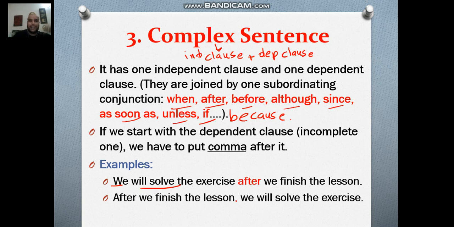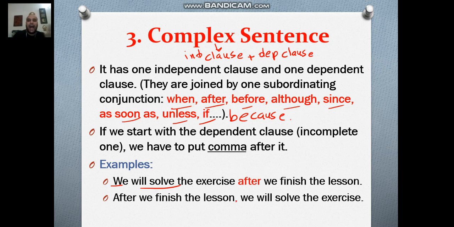However, let's move on to the second part, which is after we finish the lesson. We have a subject, we, and a complete predicate, finish the lesson. But after we finish the lesson, what are you going to do after you finish the lesson? What happened before you finish the lesson? I cannot understand that. Link it to something else. Oh, link it to something else to be understood. So it's a dependent clause which depends on an independent clause to be understood.